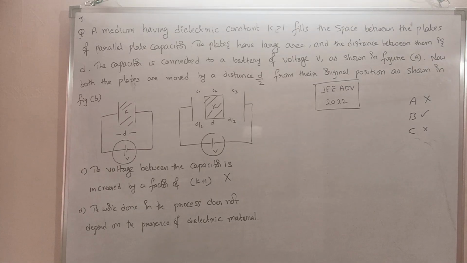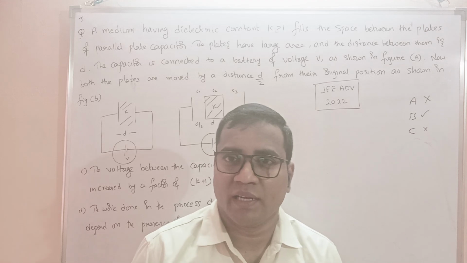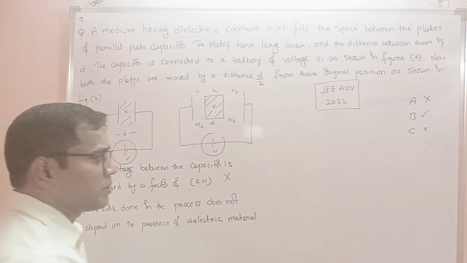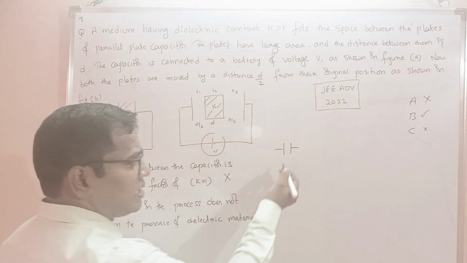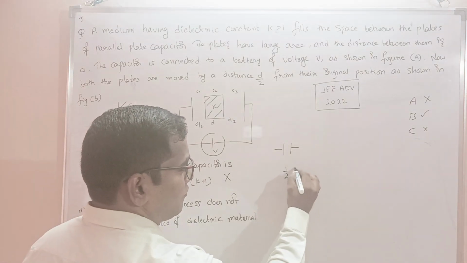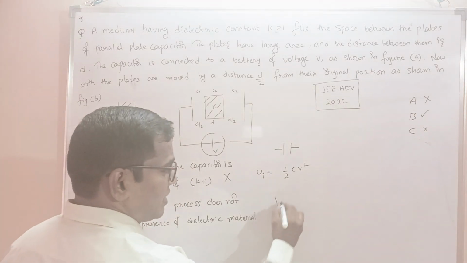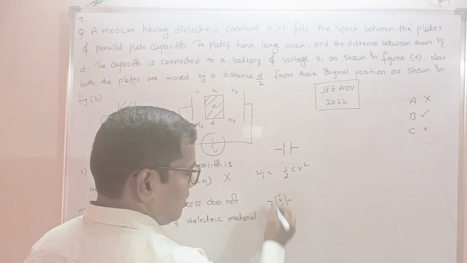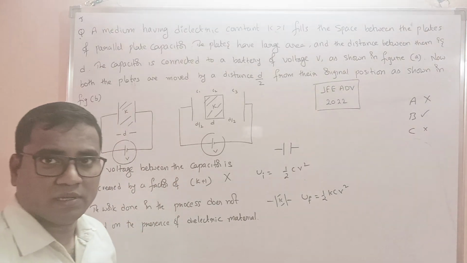And option D says the work done in the process does not depend upon the presence of dielectric material. Let us try to understand the concept. For example, if there is no dielectric, the initial energy stored in the capacitor is half CV square. And when a dielectric slab having dielectric constant K is placed, the energy will be half K into CV square.